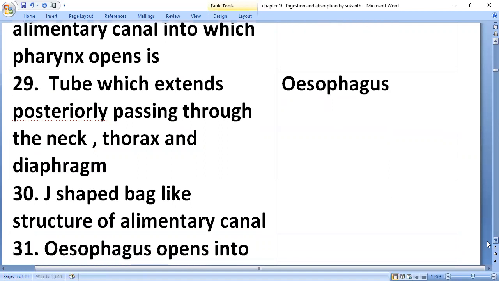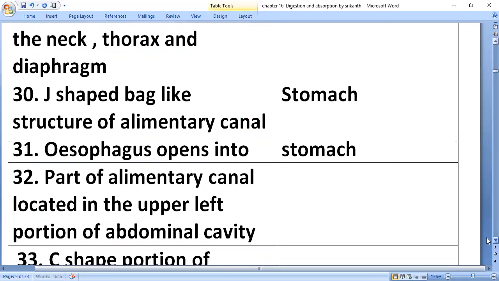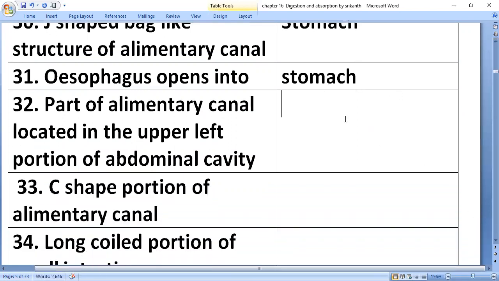The J-shaped bag-like structure of the alimentary canal is the stomach. The esophagus opens into the stomach. The stomach is located in the upper left portion of the abdominal cavity. The C-shaped portion of the alimentary canal is the duodenum.